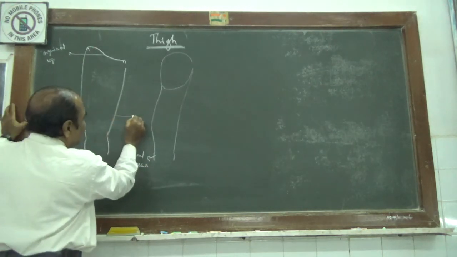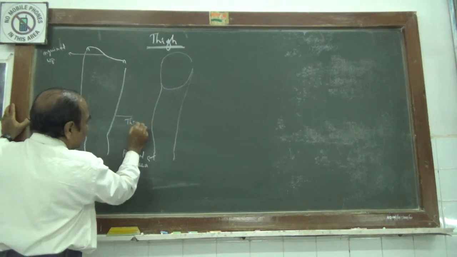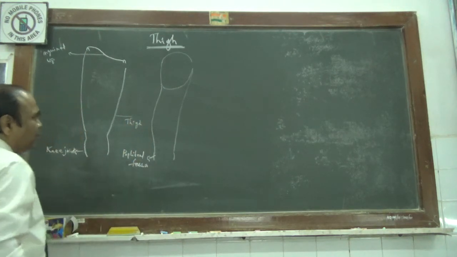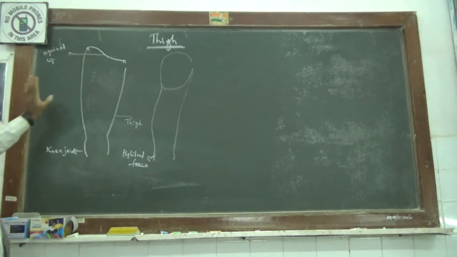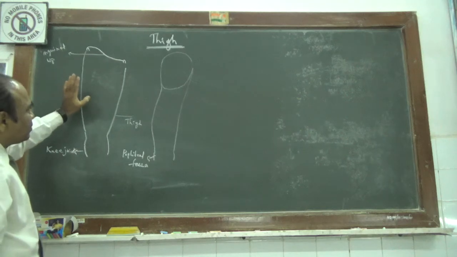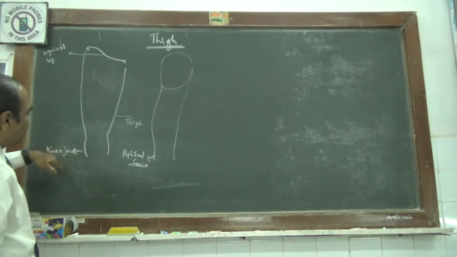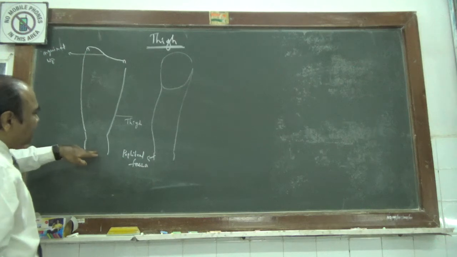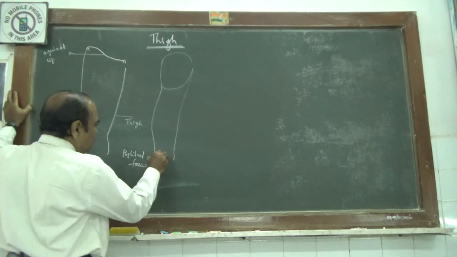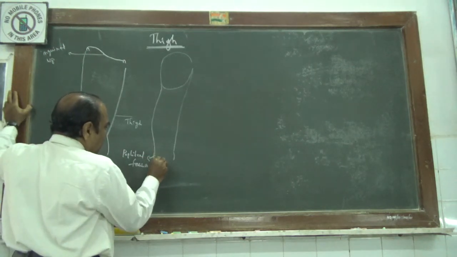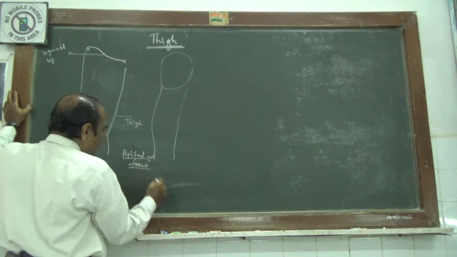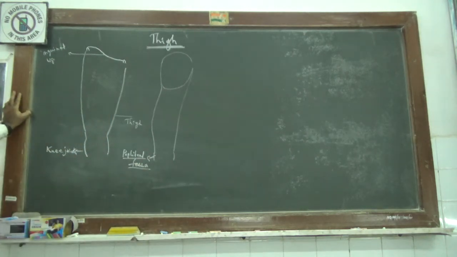So this region is called the thigh. Now this thigh, below and in front, is related to the knee, that is the patella, and behind and below it is related to the popliteal fossa. So this part is called a thigh.